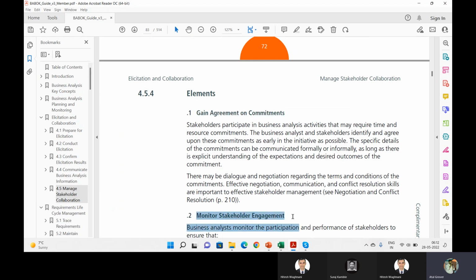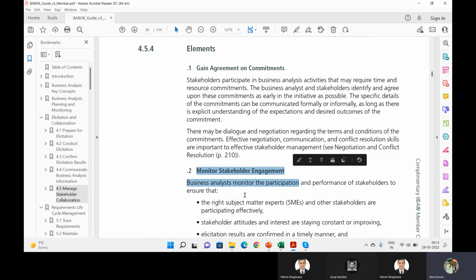Monitor stakeholder engagement. Ye main karta hoon kai baar, hum karte hain. We notice how many people are participating in a meeting. When I say people, I am talking about the specific stakeholders here. Taaki mujhe pata chale ki bhai, agar decision maker pichle do ya teen meeting se nahi aa raha, he or she is not participating in the regular meeting, then he will say I don't have an update.